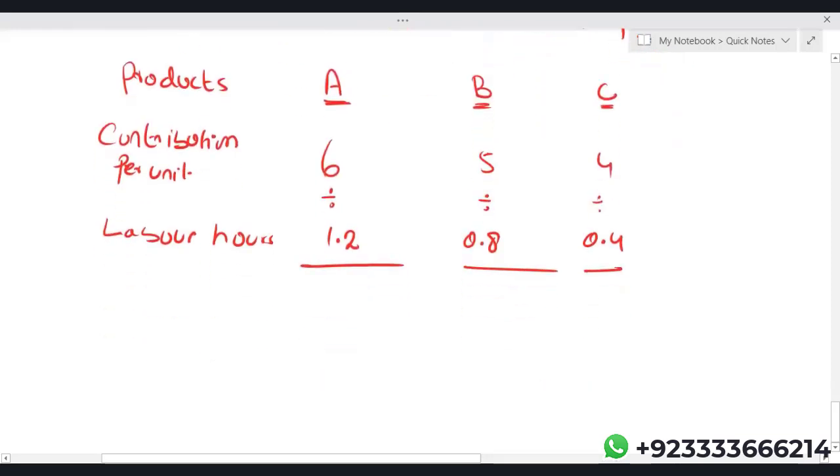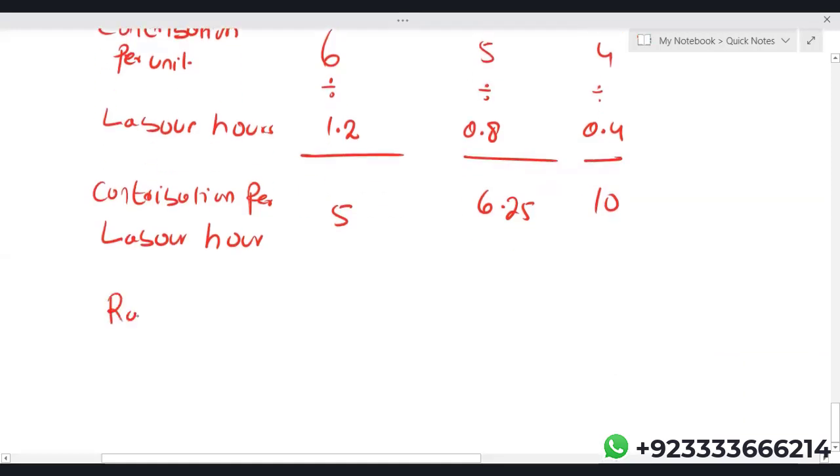Here comes the contribution per labor hour, or you can say per limiting factor. 6 divided by 1.2, I'm getting $5. 5 divided by 0.8, I'm getting 6.25. 4 divided by 0.4 gives us 10. Wow.